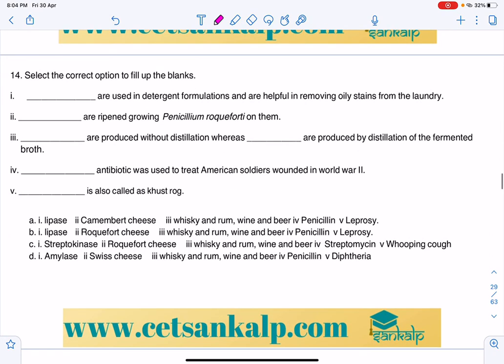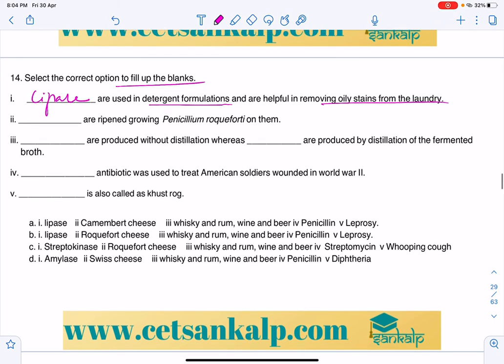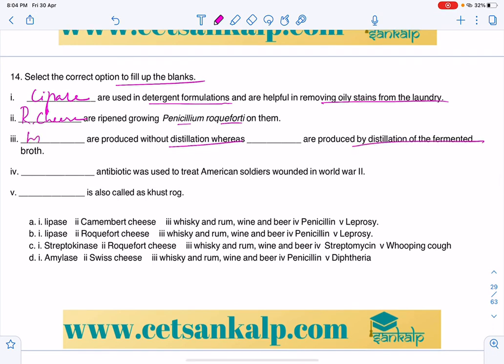Next, select the option and fill up the blanks. Dash are used in detergent formulations and are helpful in removing oil stains. We already mentioned that, that is lipase. Then, ripening by growing Penicillium roqueforti gives Roquefort cheese. Dash are produced without distillation, whereas dash are produced with distillation. So wine and beer are produced without distillation, and we can interchange this: whiskey and brandy are obtained using distillation.